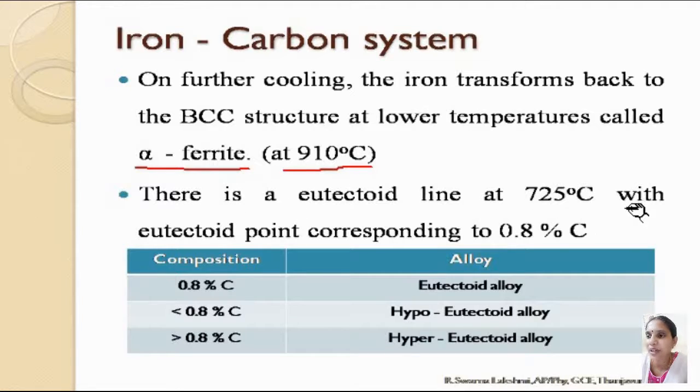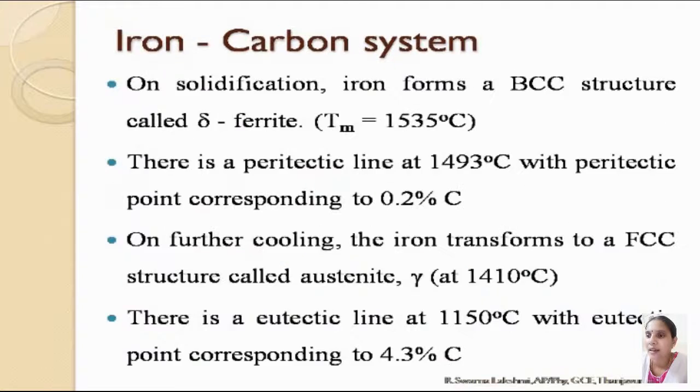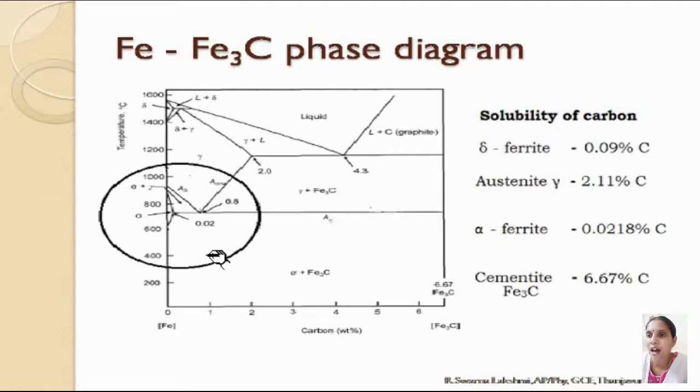And at 725 degrees Celsius, there is again a line, a eutectoid line, where 0.8 weight % carbon transforms from austenite phase to a combination of alpha ferrite and cementite. So, our focus would be, as I told you, in this region, and the alloy corresponding to this eutectoid point is known as the eutectoid alloy or eutectoid steel.